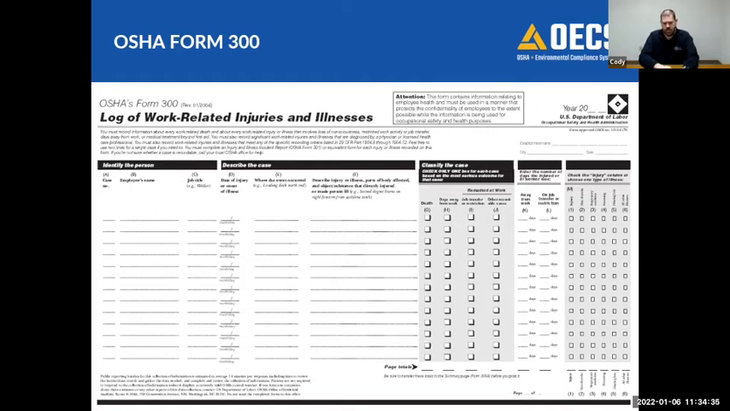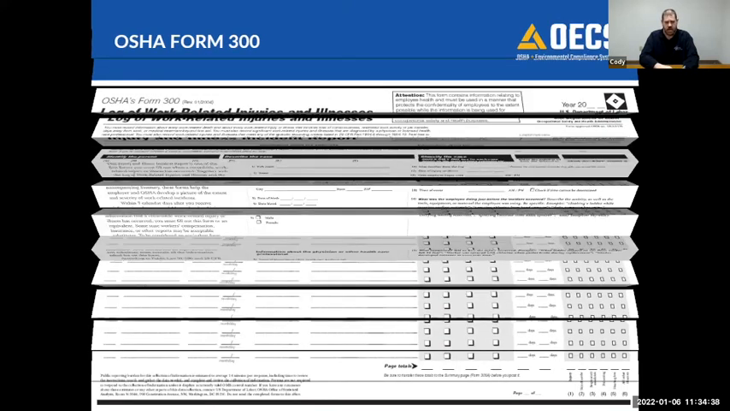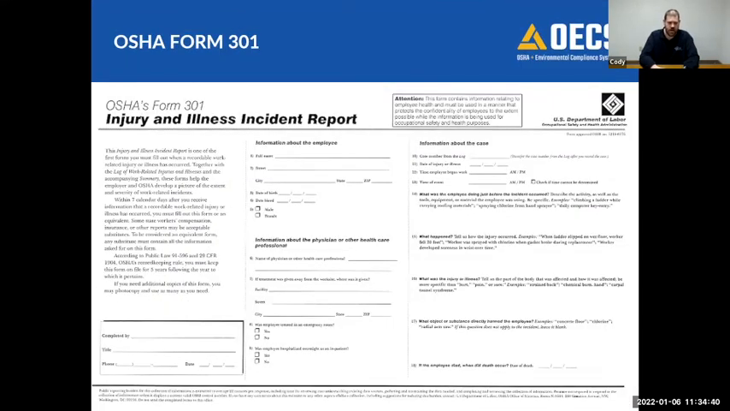So this form will be the first one. And then we'll get into the first report of injury or injury and illness incident report, depending on what state you're in, depends on what it may be called. But this is more detailed information on that specific case. As you can see, there's a lot more questions. Yeah, Tim.